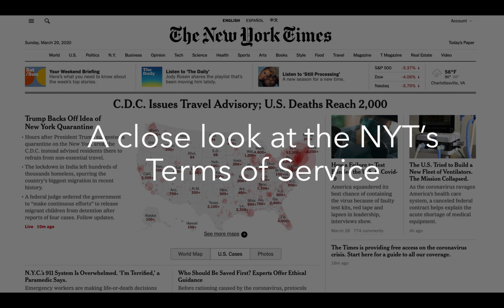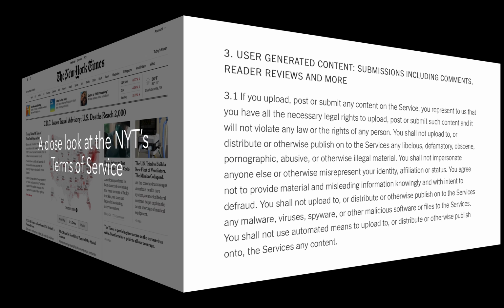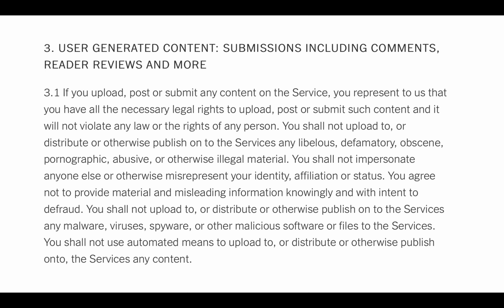So let's now look at the New York Times terms of service. You can see the depressing headlines for today, unfortunately. I've been a subscriber for years, and again, I have never read the terms of service until today. So this is the section of their contract about user content. So when people write replies or comments in response to pieces.